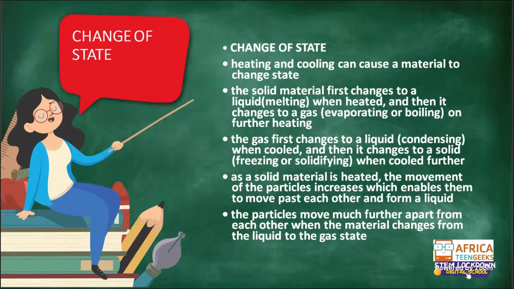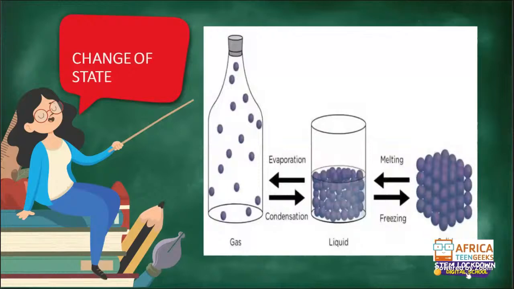The particles move much further apart from each other when the material changes from the liquid to the gas state. So as we saw in the diagrams yesterday, you could see that in the solid, the particles were close. When you compare that to liquid, they were close, but not as close as in the solid. And then when we came to gas, you saw that the space between the particles of the gas was even further apart. All right. Okay. Now let's go on.